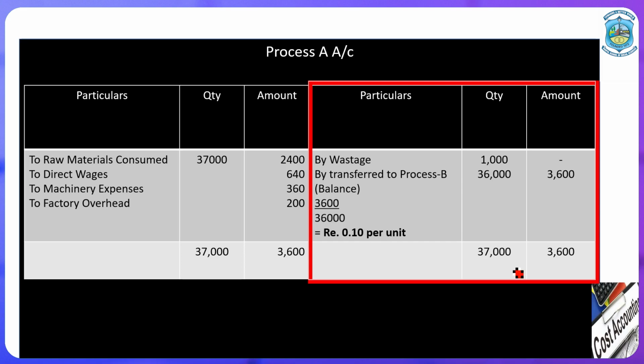Out of 37,000, 1,000 is wastage. So the actual output which is transferred to the next process is 36,000. We can write by transfer to process B, quantity 36,000 and amount 3,600. Now we have to calculate the cost per unit. Cost per unit is calculated by total amount divided by total number of units produced. The total amount is 3,600, which is divided by 36,000 units. So 3600 divided by 36,000 gives 0.10 per unit, that means 10 paisa per unit.